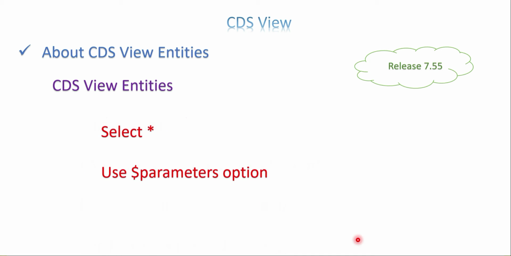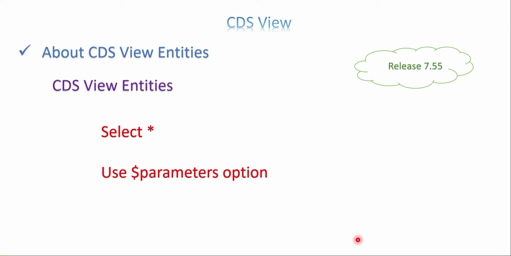And then these are not possible, or are a change from the existing one. We have a few more, but we'll see them one by one. A very simple one: select star is not possible in CDS view entities. Select star is possible in CDS view.